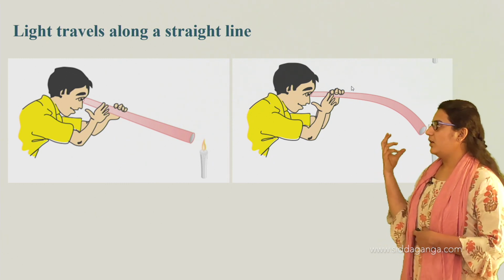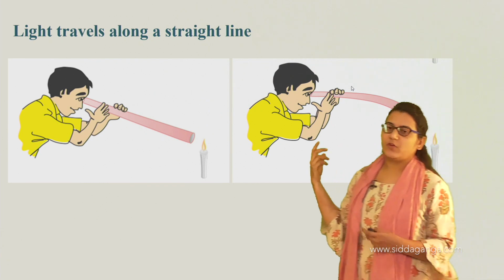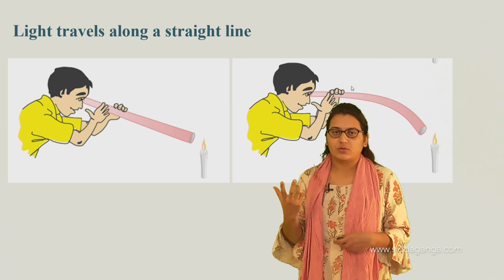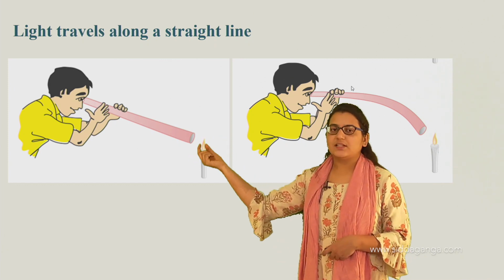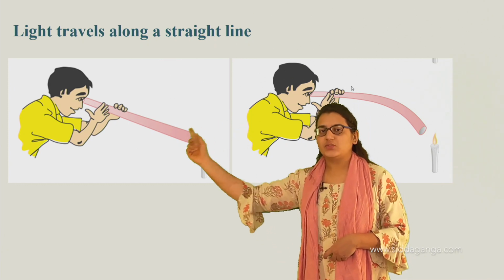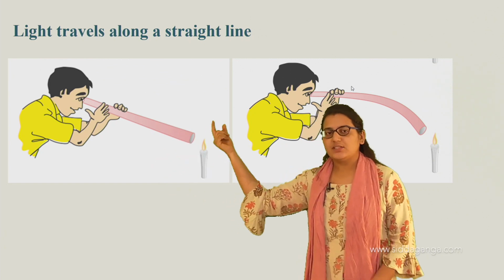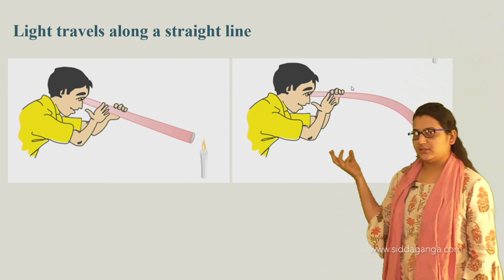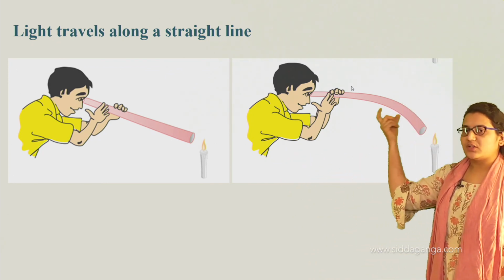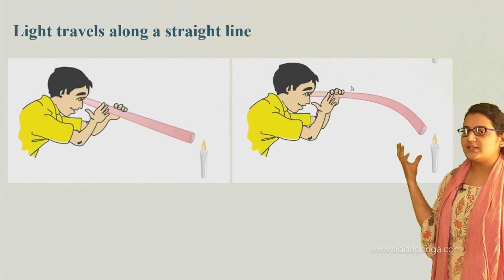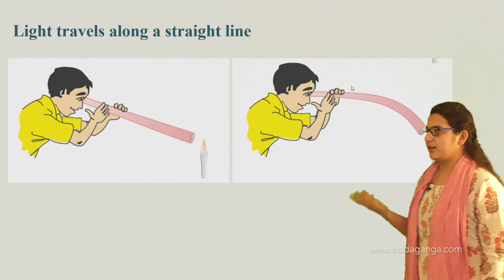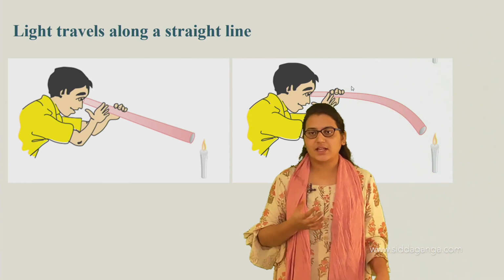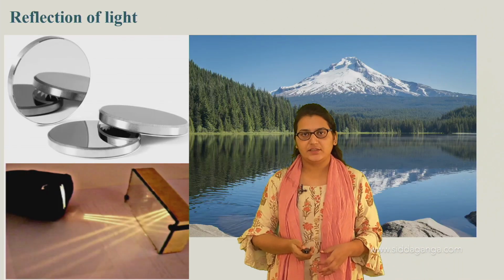So why do we need light? Basically to see things, to look around. Here we can clearly see the candle through this hole because it is a straight line. Light travels in a straight path. But if we use the bent pipe, we cannot see this candle. With this activity, with this experiment, we can clearly infer that light travels along a straight line.